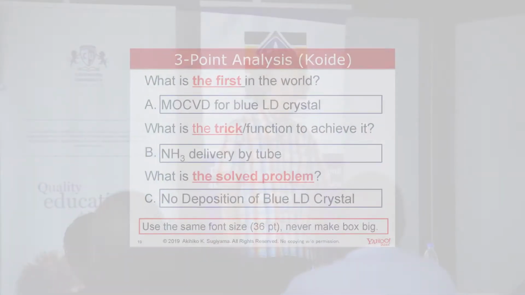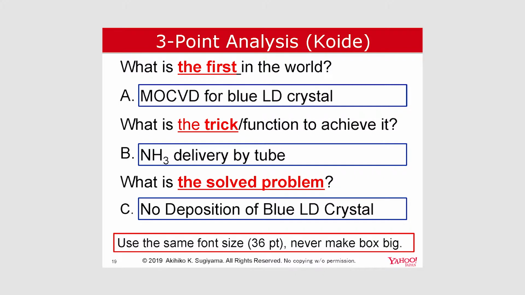He could produce a high quality crystal film here. Okay, let's perform three-point analysis on this idea. Now, what is the first in the world? Professor Koide was successful in MOCVD for blue laser diode crystal. That is first in the world. Until that time, there was not sufficiently good crystal fabricated.